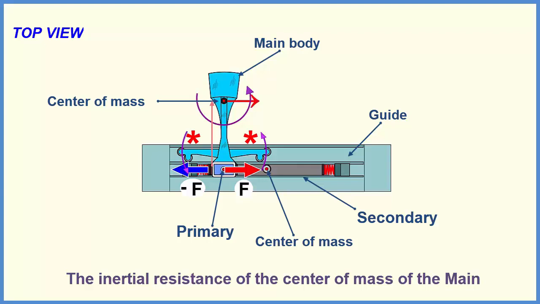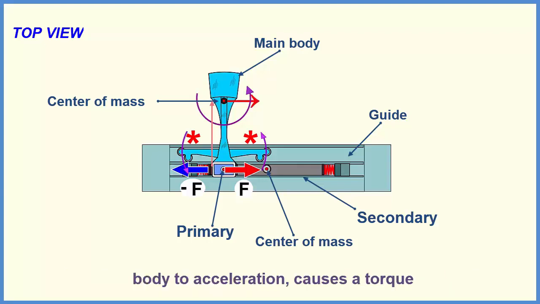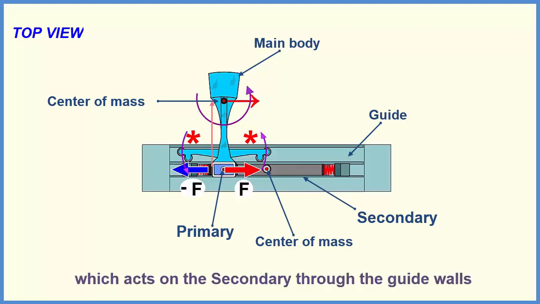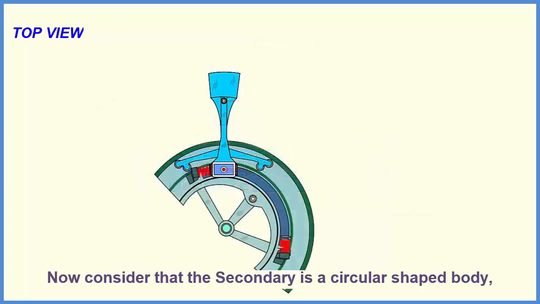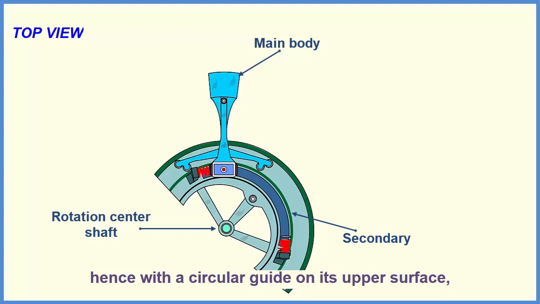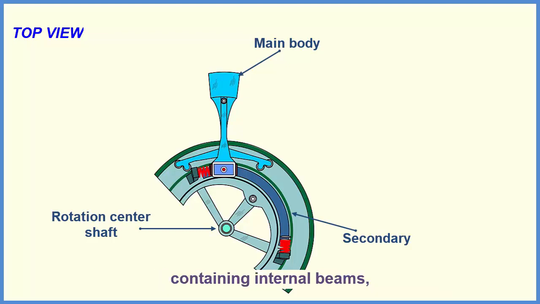The inertial resistance of the center of mass of the main body to acceleration causes a torque on the perpendicular arms, which acts on the secondary through the guide walls on its upper surface. Now consider that the secondary is a circular-shaped body, hence with a circular guide on its upper surface, containing internal beams radially extending from a central ring fixed to a vertical shaft, the center of rotation of the system.